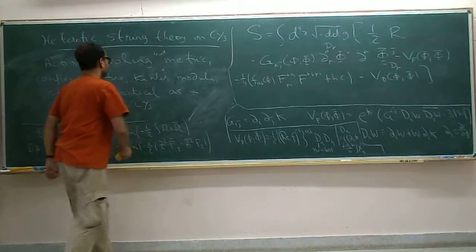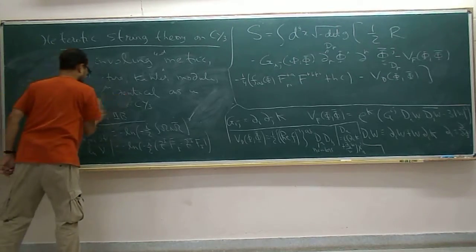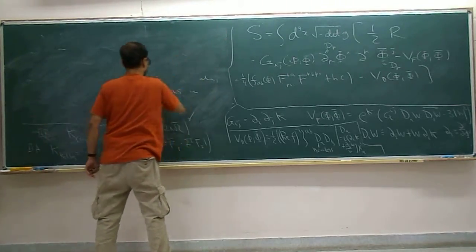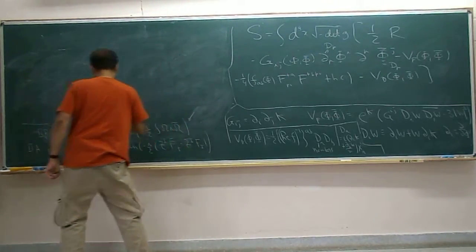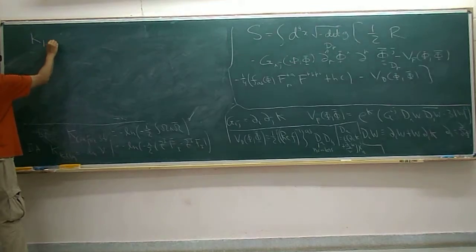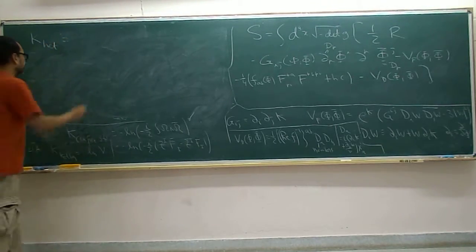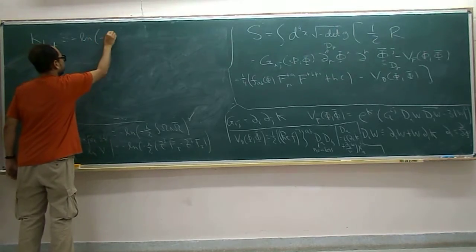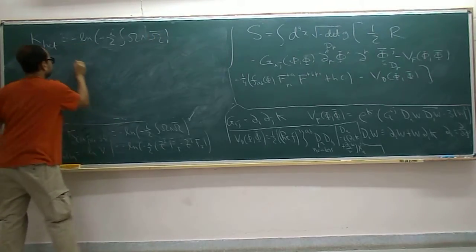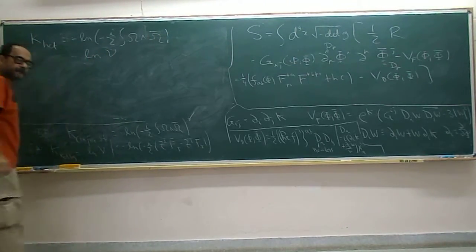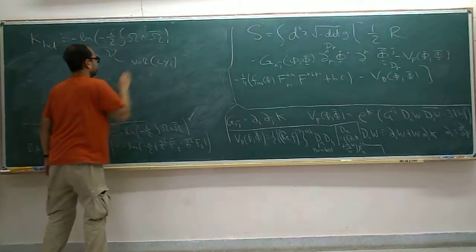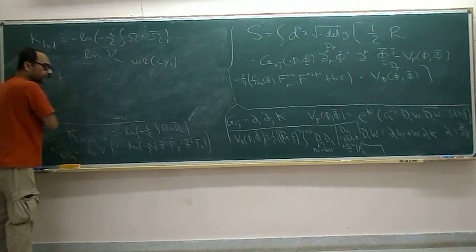So you know that K for the heterotic should involve at least these two terms: minus log of minus i/2 integral of Ω ∧ Ω̄, minus log of the volume of the Calabi-Yau, plus possibly other terms of course.